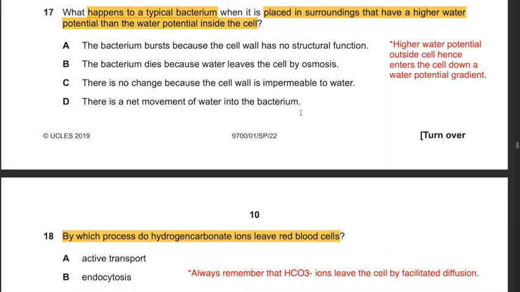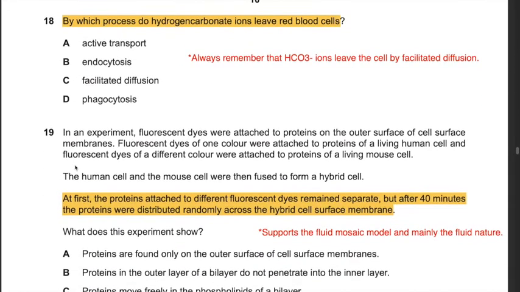C. There is no change because the cell wall is impermeable to water. That is incorrect, because the cell wall is freely permeable in nature. It will allow any substance to pass through it. Hence, leaving us with the best possible answer being D. There is a net movement of water into the bacterium, which is correct.